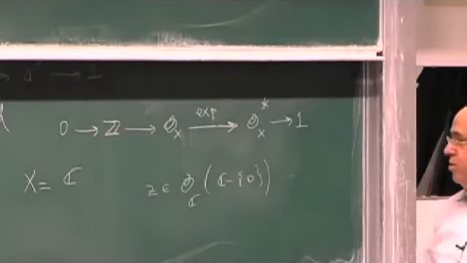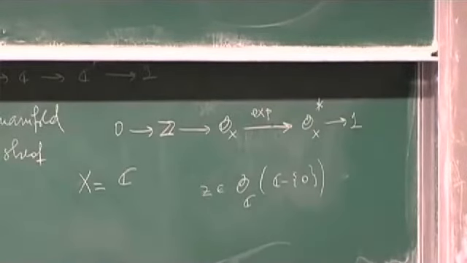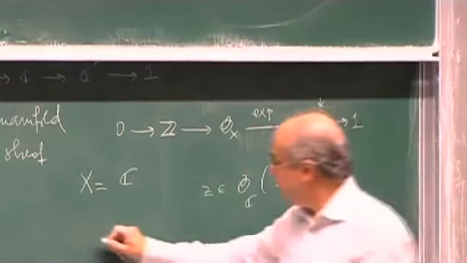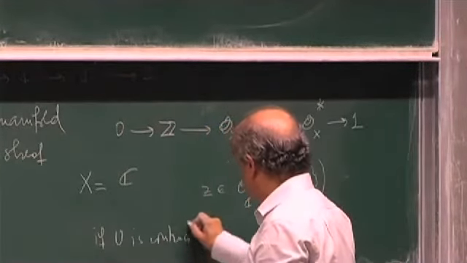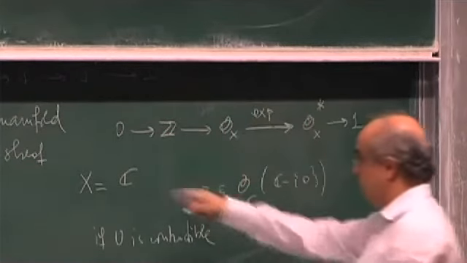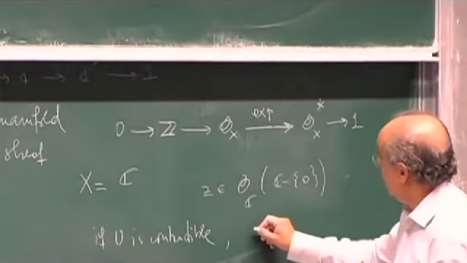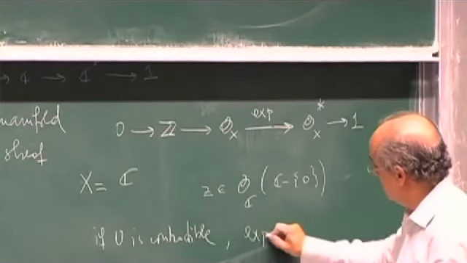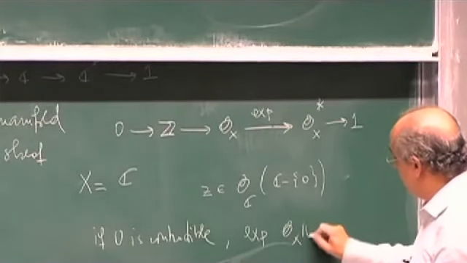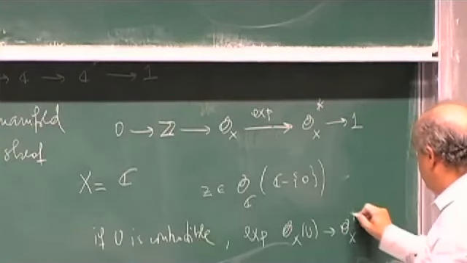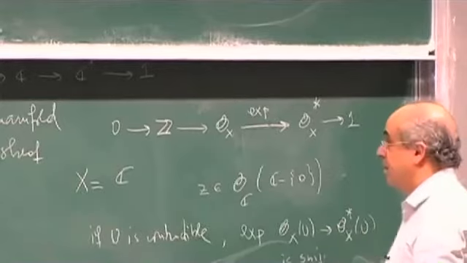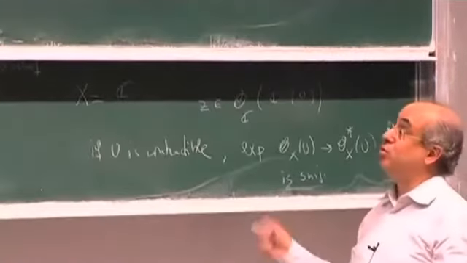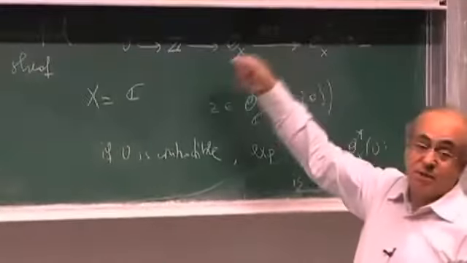It becomes immediately surjective if we consider a contractible open set, basically. So if U is contractible, in this case, then exp from OX of U to OX star of U is surjective. So we see that it's not true that this is an exact sequence of presheaves.